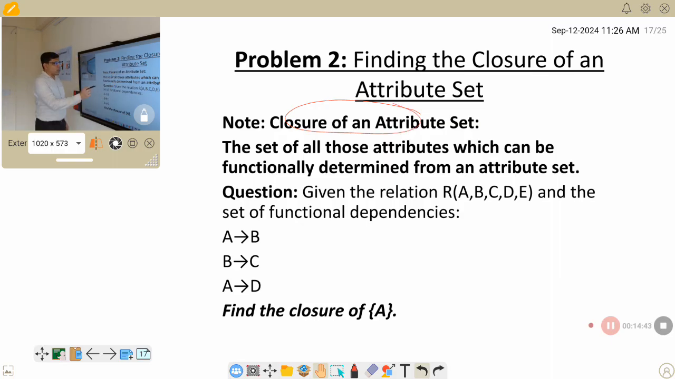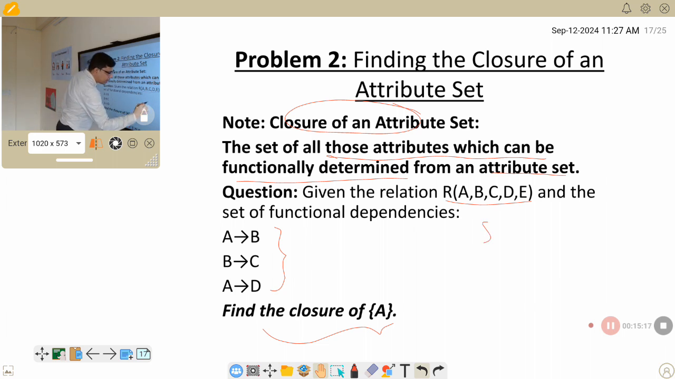Okay. So the closure is the set of all those attributes which can be functionally determined from an attribute set. Now we are considering a relation R, a table, with these column names and a set of functional dependencies. Now find the closure of A. Closure means all the attributes which can be functionally determined from a single attribute or a set of attributes. It may be a single attribute or multiple attributes.